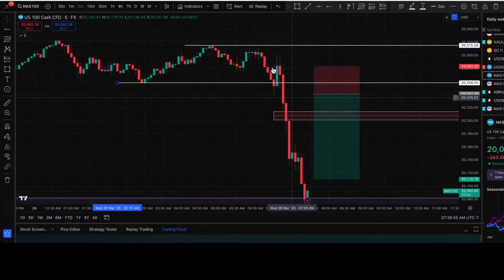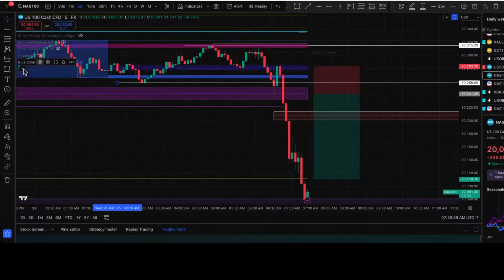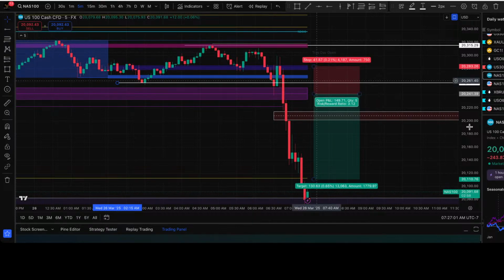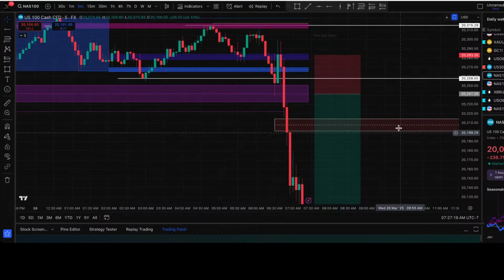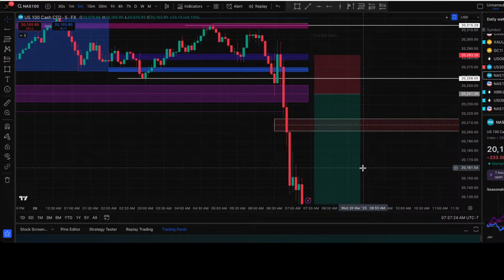So what does that have to do with this blue zone and how clean the bodies close? What does that have to do with support and resistance? What about here when it bounced off the midpoint of the blue zone? What does that have to do with support and resistance? Support and resistance is down here and up here, right? That's support and resistance. What does that have to do with where the market bounced off of?